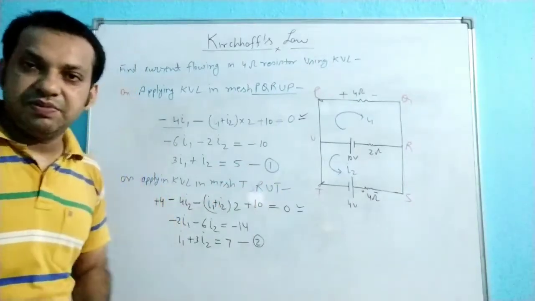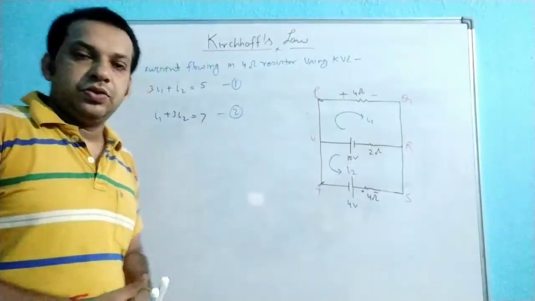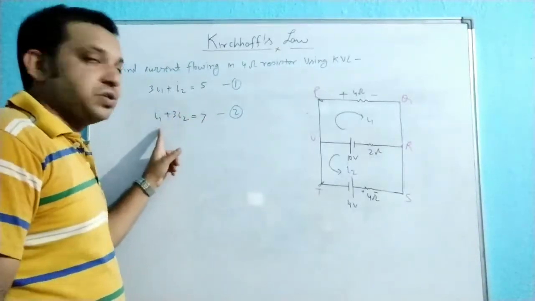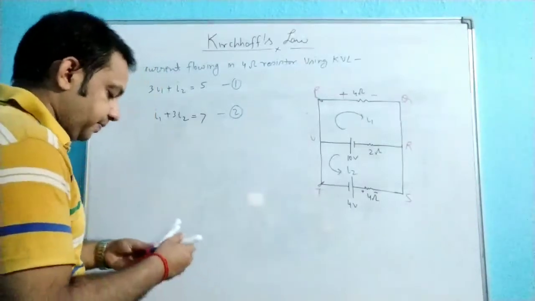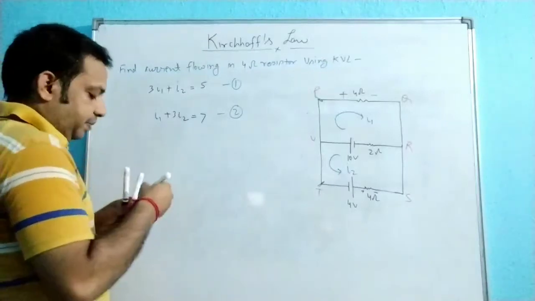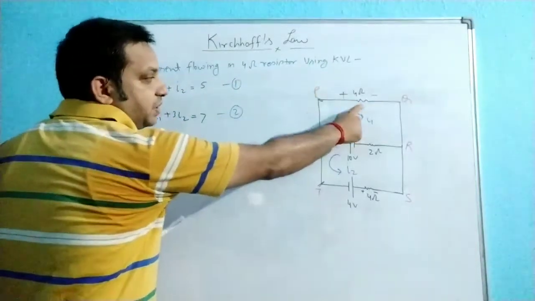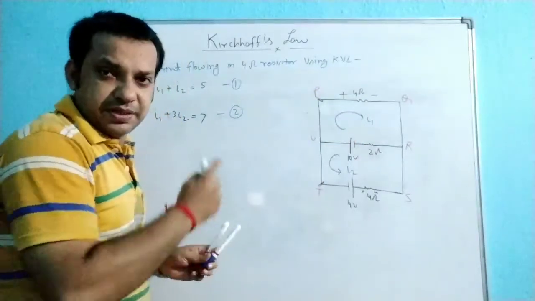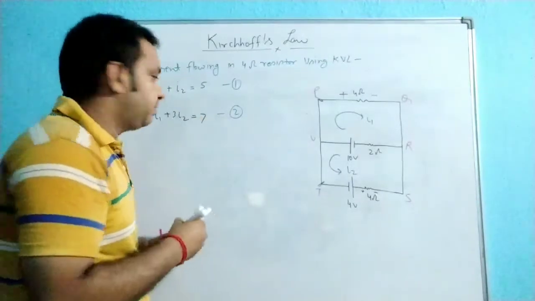So let us simplify, finalizing this one. The equation number 1 is 3I1 plus I2 is equal to 5, and equation number 2 is I1 plus 3I2 is equal to 7. Just simplify these two equations. Just find the values of I1 and I2. Because our question is to find the current flowing through this 4 ohm resistor, in this resistor the I1 current is flowing. So basically after solving this, our first aim is to find the I1.